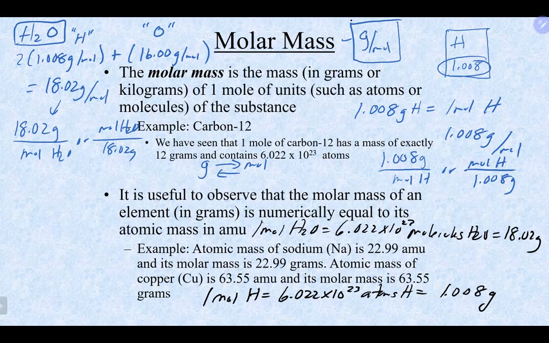Typically speaking, if you need to go from grams to atoms or molecules, you go from grams using the molar mass to moles, then moles to atoms using Avogadro's number. Or vice versa, if you're starting with molecules or atoms, you need to get back to grams. You go from atoms to moles using Avogadro's number, and then from moles to grams using the molar mass. Any questions on that there?